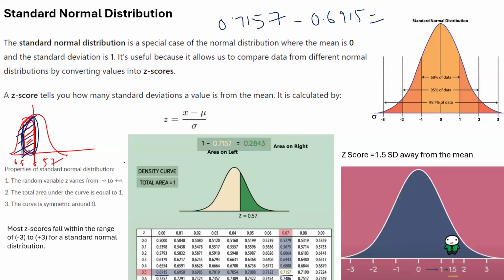If you are asked to find the other part, the rest of the part, you just have to do 1 minus the area under this curve. That is how you manipulate the z-score value to find the area under the curve. Now, the next thing we have to understand is how to convert a normal distribution to a standard normal distribution, and how to calculate the area under the normal distribution back from the standard normal distribution. That is what you are going to learn now.